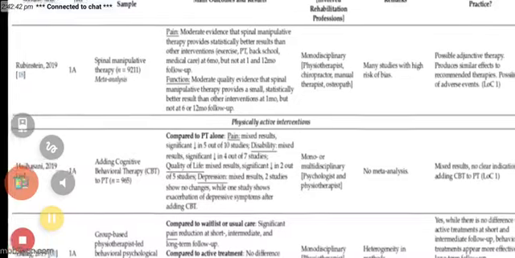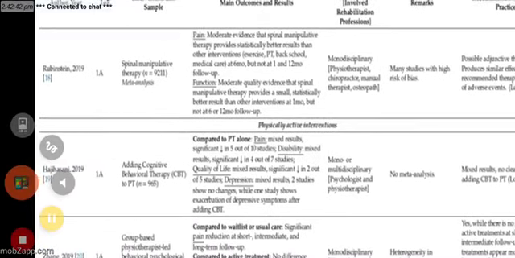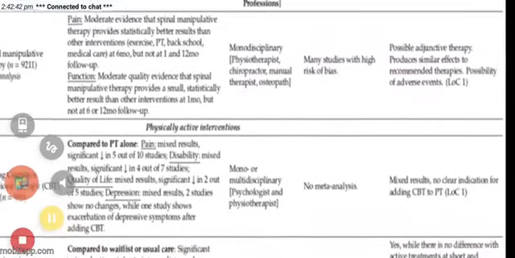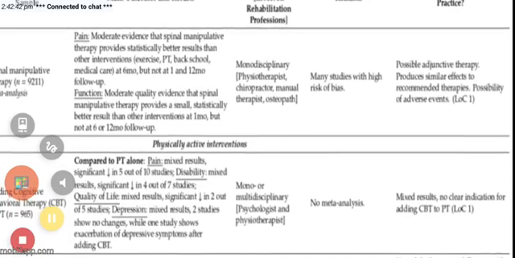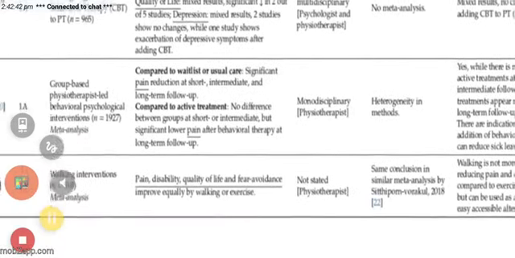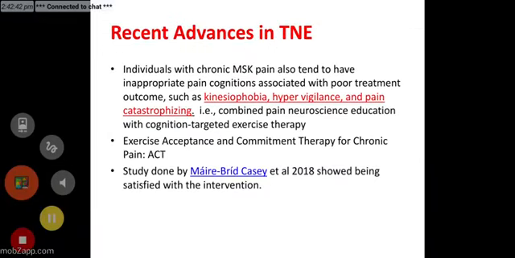Again, spinal manipulative therapy. A paper was published by Rubinstein in 2019. They showed it as a possible adjunct therapy, with moderate effect evidence that spinal manipulative therapy can be very effective when you are talking about chronic pain conditions. So, you should understand that you should have very good evidence when you are talking about pain science education.